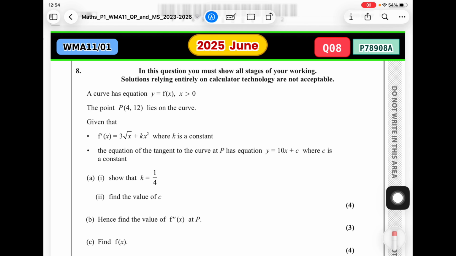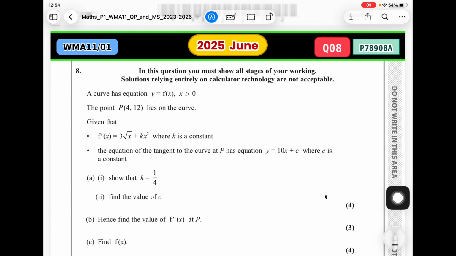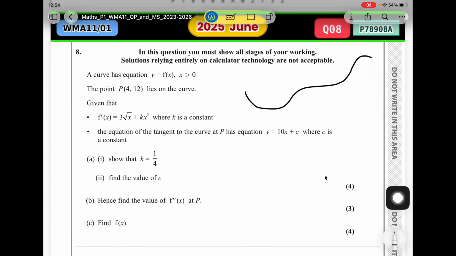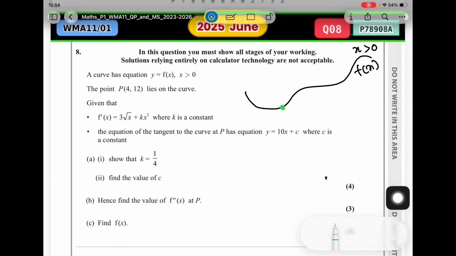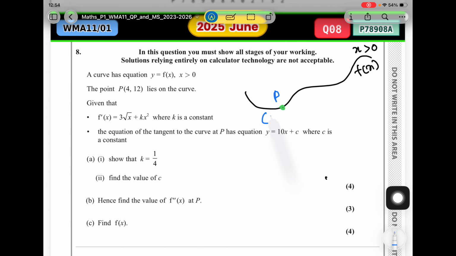So let's start with question number 8 now. In question number 8, what they give is a curve, f(x), where x is positive. And the point P, this selected point, is going to be on the curve, and the coordinate is (4, 12).